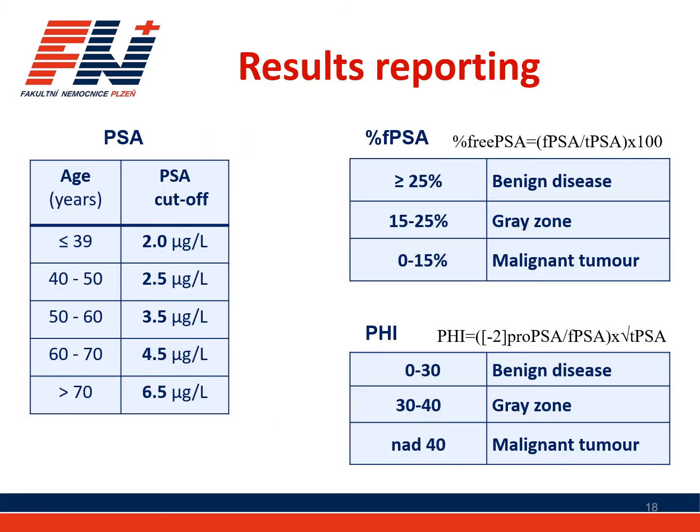The results are reported in microgram per liter. As you can see, PSA depends on age. Here are our reference ranges. The percentage of free PSA is reported in percentage, and phi is only a number without units.